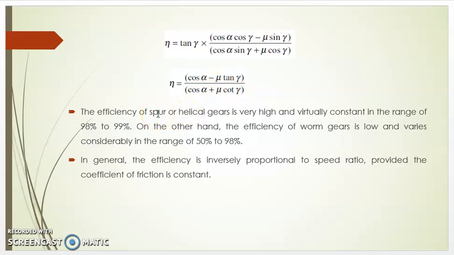The efficiency of spur or helical gears is very high and virtually constant in the range of 98 to 99%. On the other hand, the efficiency of worm gears is low and varies considerably in the range of 50 to 98%. In general, the efficiency is inversely proportional to the speed ratio, provided that the coefficient of friction is constant.